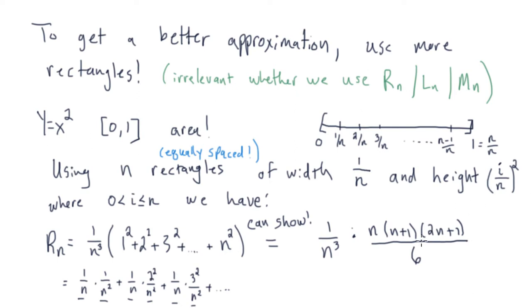Okay, so actually it's not that hard, at least for this simple function y equals x squared, to give a nice formula for approximating the area using n rectangles equally spaced of width 1 over n, and then height given by the function evaluated at the right endpoint, which is just i over n, that quantity squared. But this is really nice, because what we're going to do next is think about what happens when n goes to infinity, or in other words, when we use more and more rectangles.